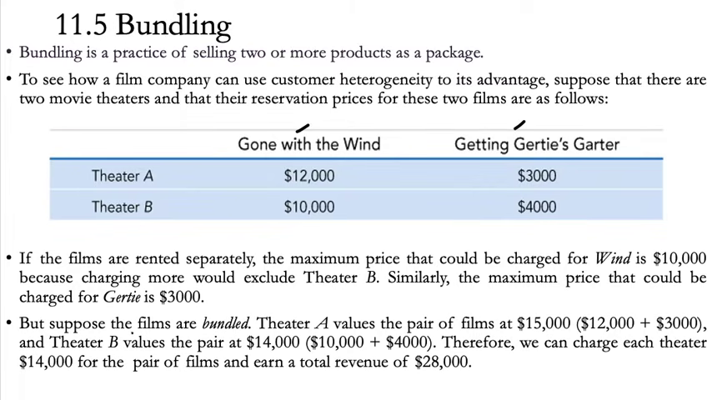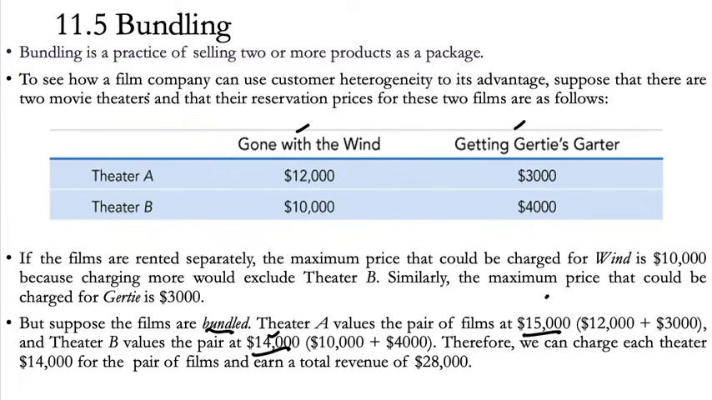But suppose the films are bundled. Theater A values the pair of films, you see here, 12,000 plus 3,000. It becomes 15,000, isn't it? And Theater B values both, 10,000 plus 4,000. It becomes 14,000. So the value of the pair is 15 and 14, and 14 is cheaper.